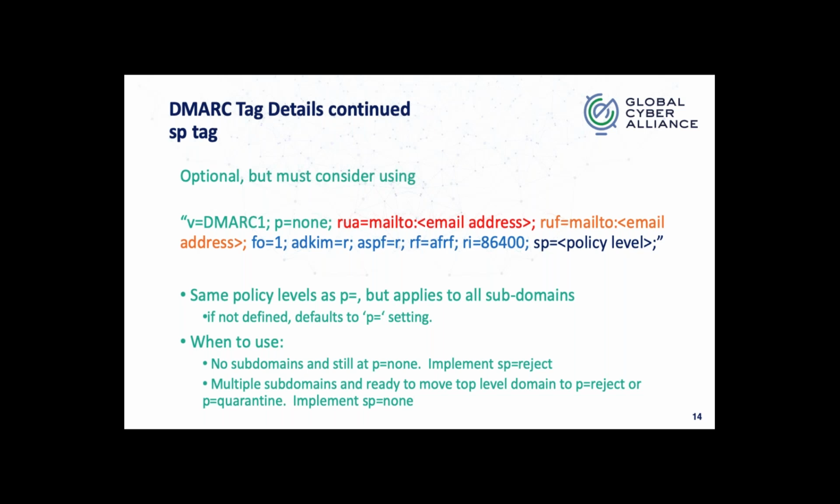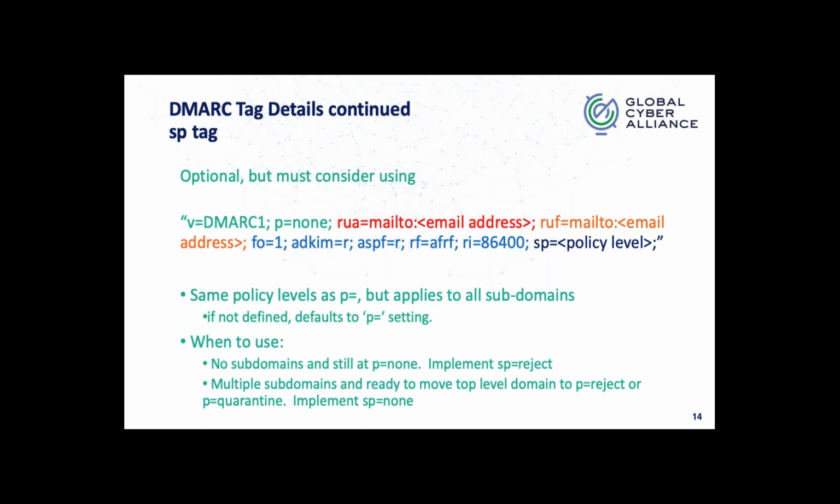Then the last tag is the SP tag. The SP tag is something that you want to consider. It is optional, but it's something to consider, right? Because the P tag, what we had said there, applies to the domain you're setting the policy for, but it also applies to the subdomains for that domain as well. So the quarantine and reject will apply to the subdomains.